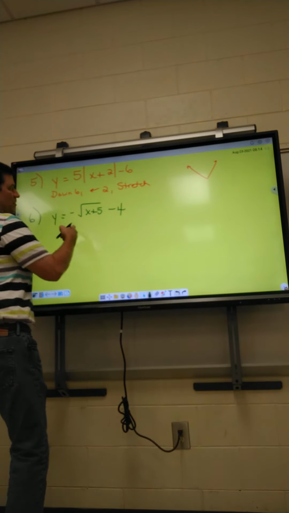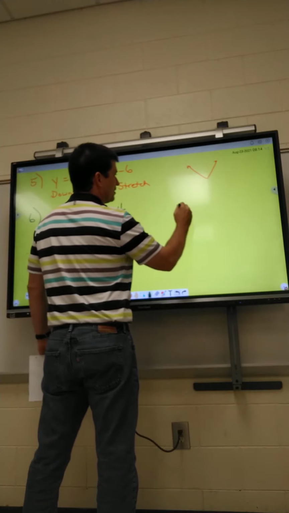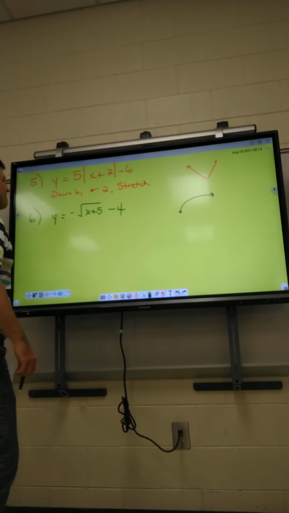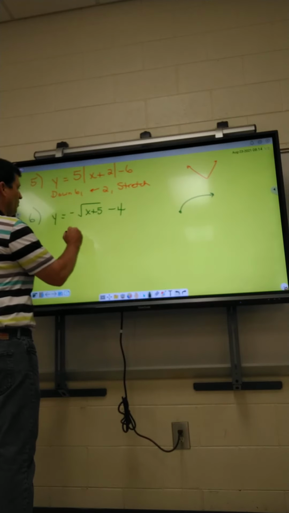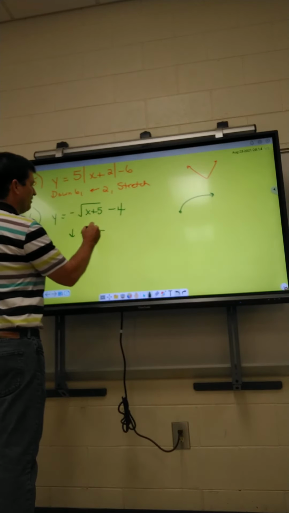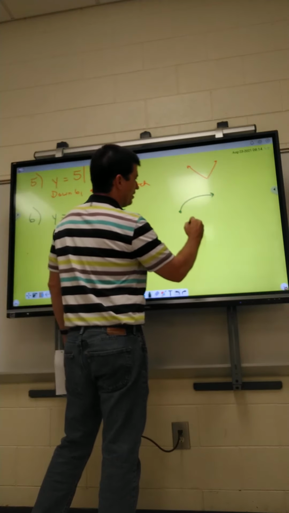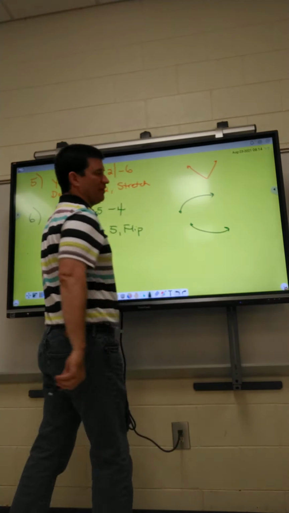We haven't done this one very much, but that's what a square root graph looks like. This one's down 4, left 5, and a flip. So really, if you flip it, it's going to look like that.